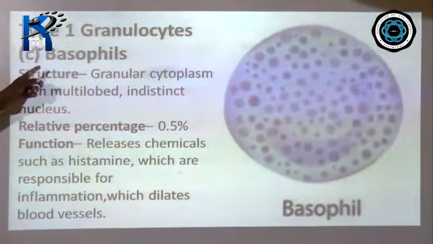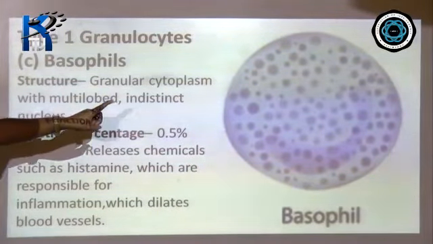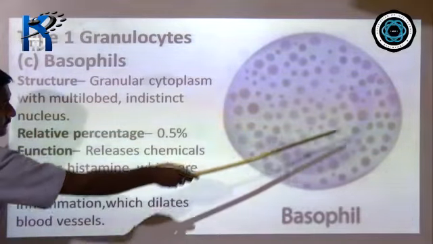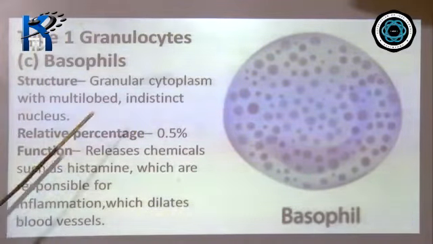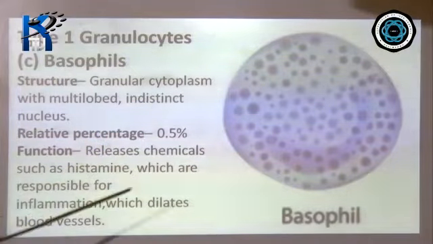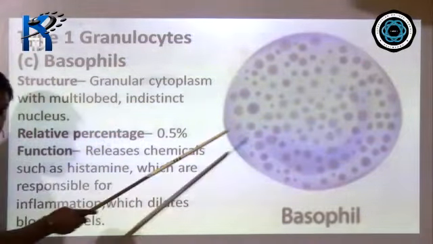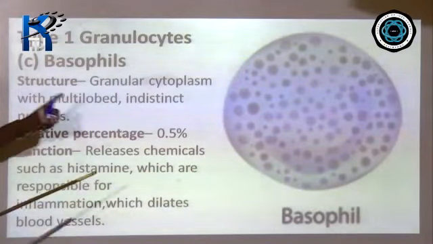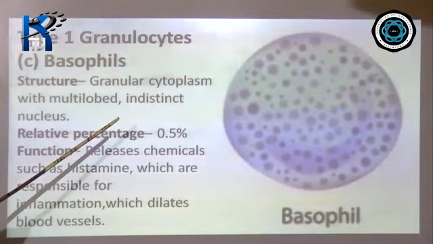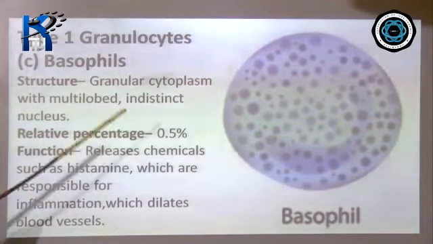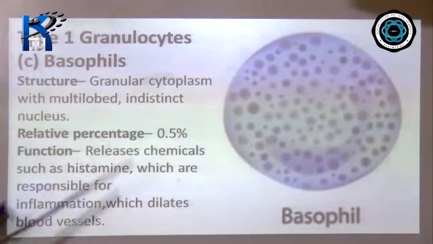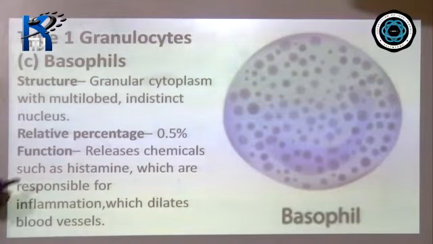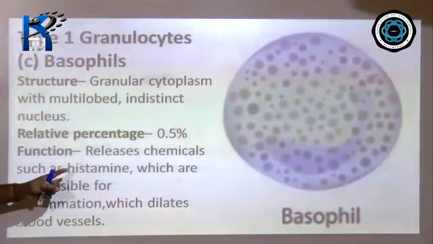Now, basophil structure: granular cytoplasm with multi-lobed nucleus. That means the nucleus here is multi-lobed, but it has an indistinct nucleus. The nucleus is not visible properly, whereas in eosinophil and neutrophil, the nucleus was visible. Here it is multi-lobed, but it has an indistinct nucleus. Relative percentage 0.5%. It is very less. But here you see, it releases chemicals such as histamine.